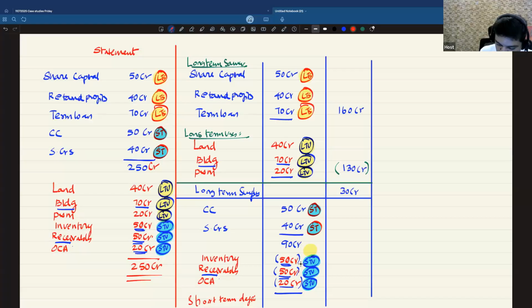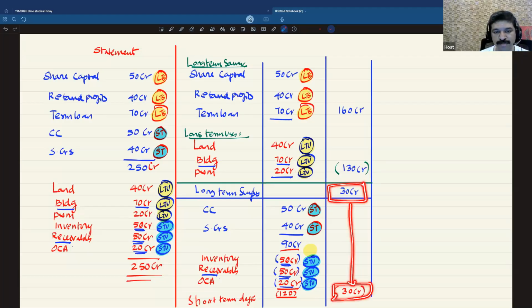How much is that? We know 90 is the source and usage is 120. So 90 minus 120, you have a short-term deficit of 30 crore. Yes or no? Okay. Now look at this beautiful statement. This statement shows they had a long-term surplus of 30 crore. You are asking where that 30 crore went. That 30 crore went to support this shortage. Is this clear?